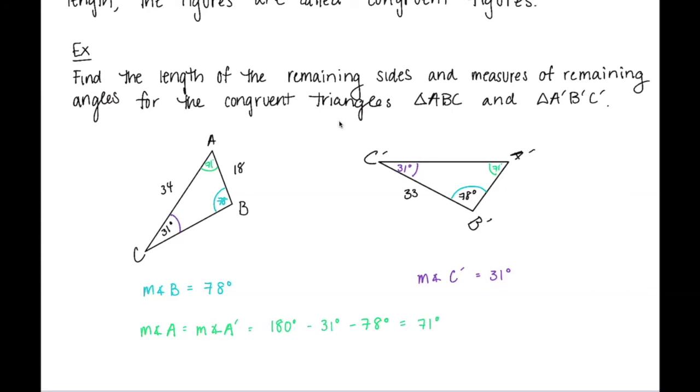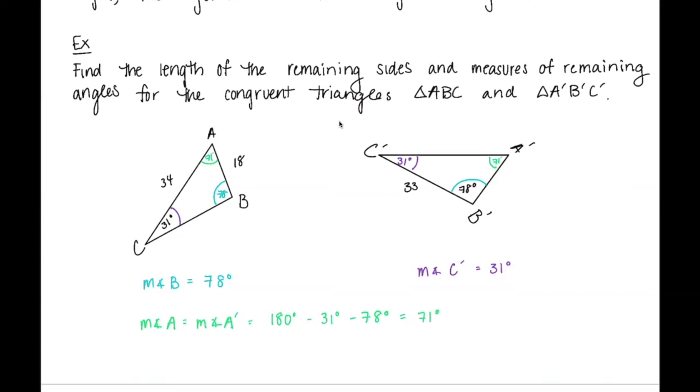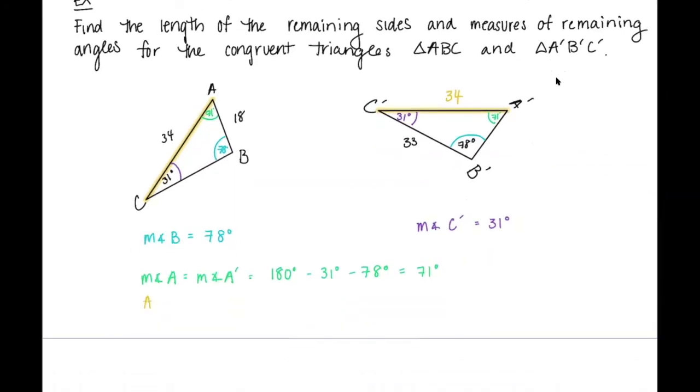Okay. Now I need to turn to our side lengths instead. So connecting A and C gives you 34. Let's go ahead and make that a little bit bigger. A and C gives us 34. So A prime, C prime should also give us 34. So side AC is equal to A prime, C prime. They are both 34.